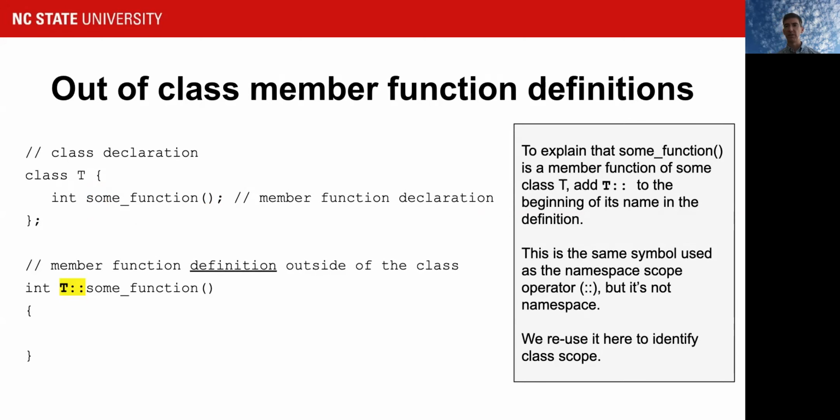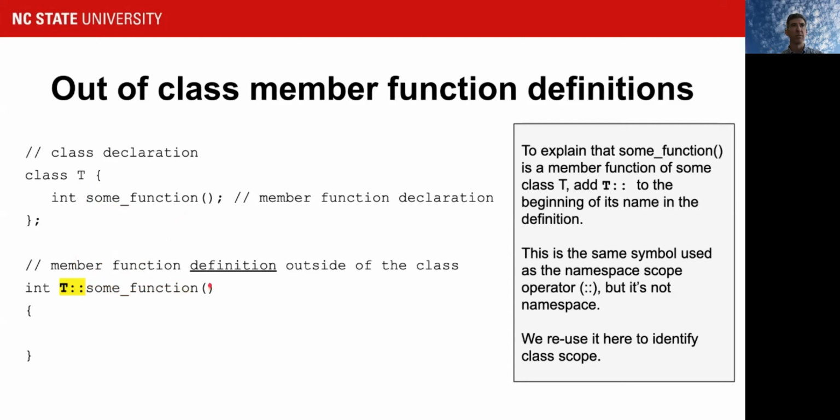That's fine. It's just that when we do the implementation later, the compiler needs to know that we're providing a definition for a member function, not just a normal global function. And the way we tell the compiler that we're creating a member function definition is by adding the name of the class in front of the function name, and then including the double colon operator in between the class name and the function name. So since this is class T and some function, then when I provide the definition later, I'm going to write T::some function.